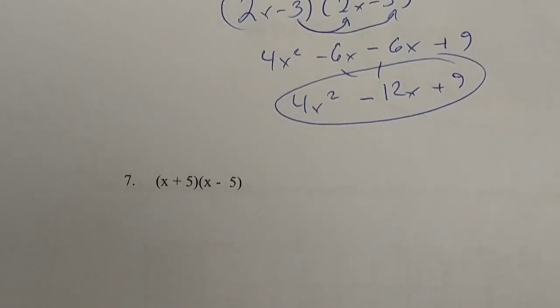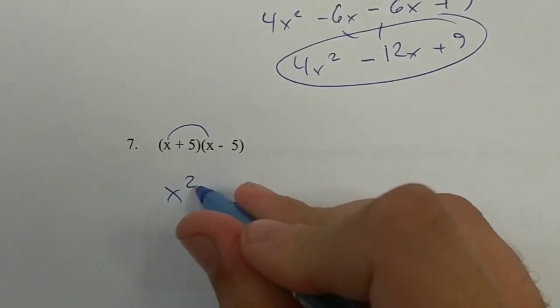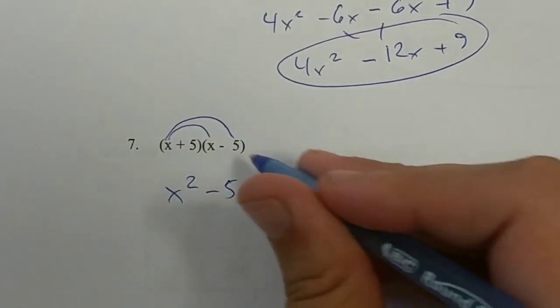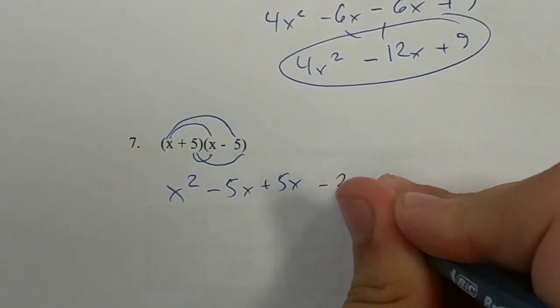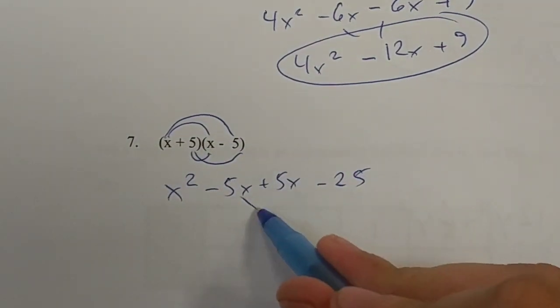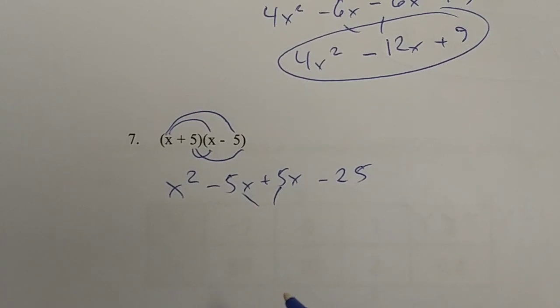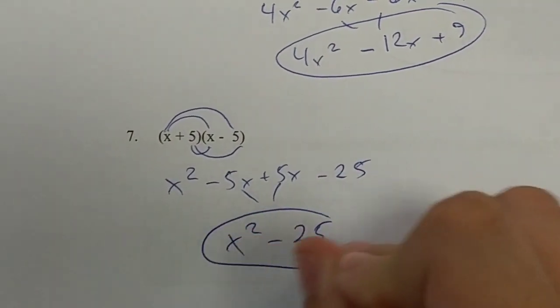Let's continue to the next one. Foil it out. This one causes a special situation. x squared minus 5x plus 5x minus 25. What's special is when you combine these like terms, negative 5 plus 5, that ends up being 0. And because that ends up being 0, you could do x squared minus 25.